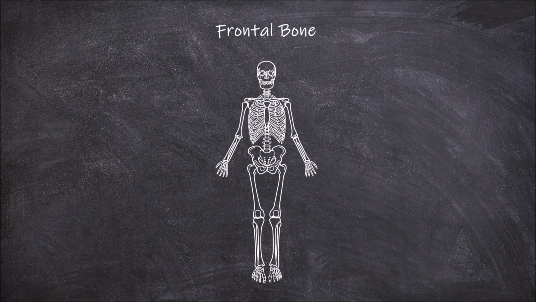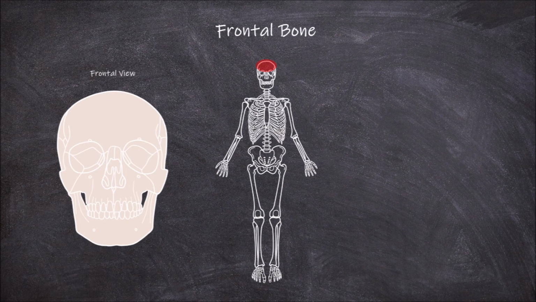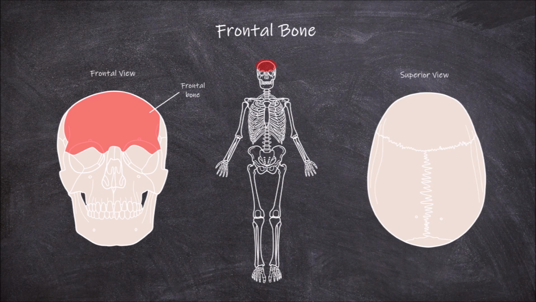The frontal bone is located in the forehead area of the head. If we take a closer look at the frontal view of the skull, you can see highlighted in red the frontal bone in the forehead region. If we also have a look at the superior view of the skull, you can see highlighted in red the frontal bone extending up over the top of the head at the front of the skull.